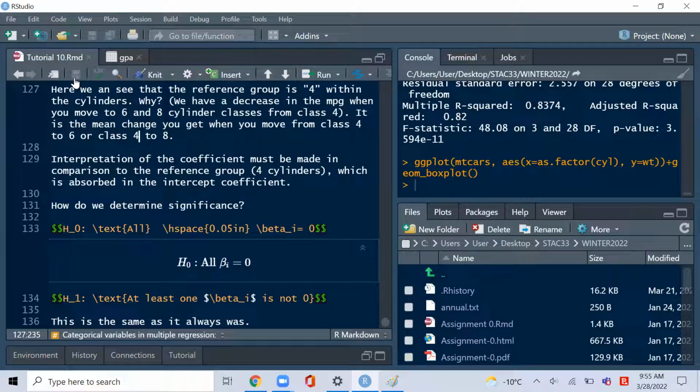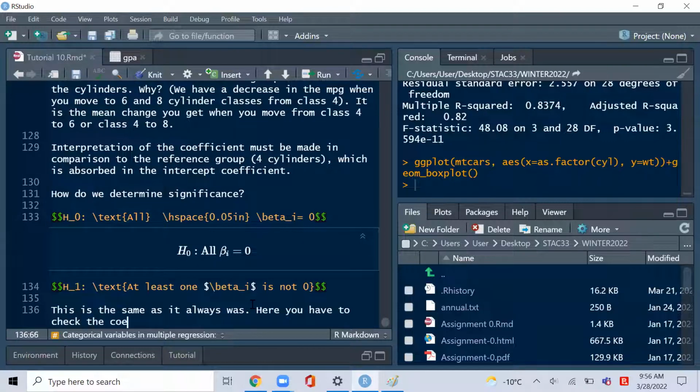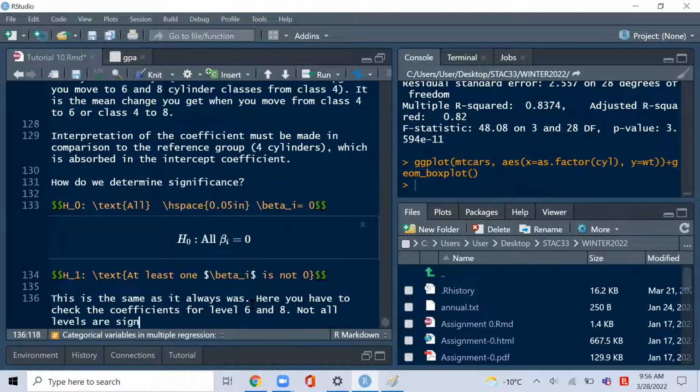The interpretation is kind of the same. When you want to test significance, it's as it always was. You still have to test beta 1 equals 0, except now you actually have 2 coefficients, the level 6 and level 8. If one of them was significant and the other one was not, there are implications there. You might think to absorb the non-significant one into the intercept term and just keep the one that's significant. So not all levels are necessarily significant, which is why you perform the tests separately.